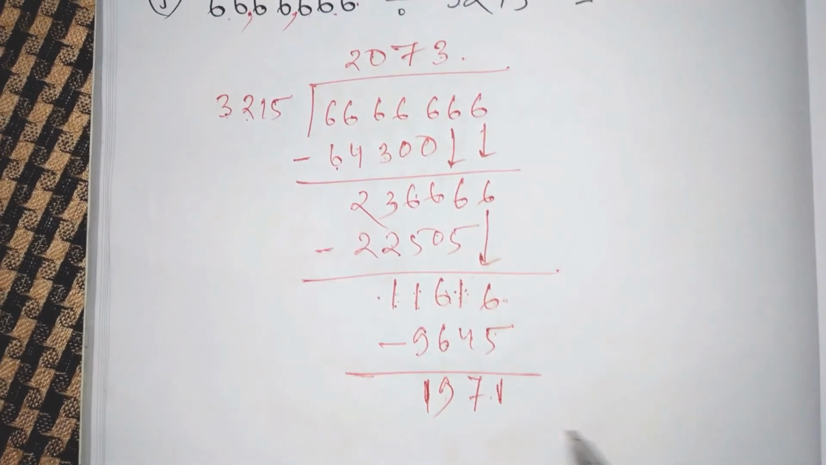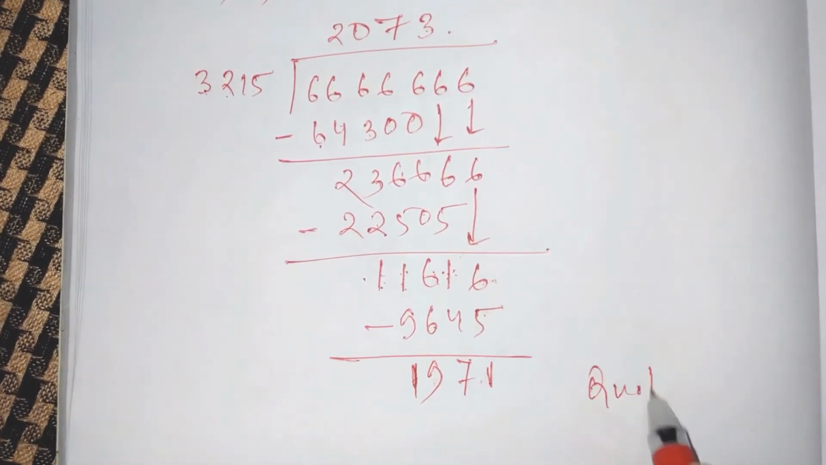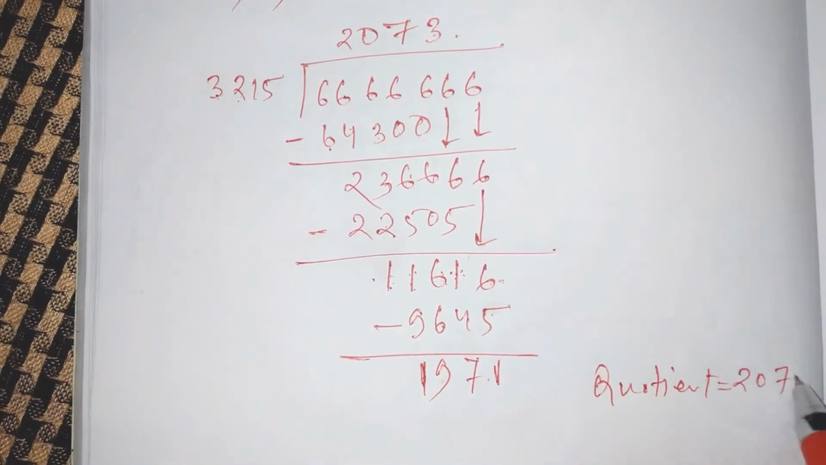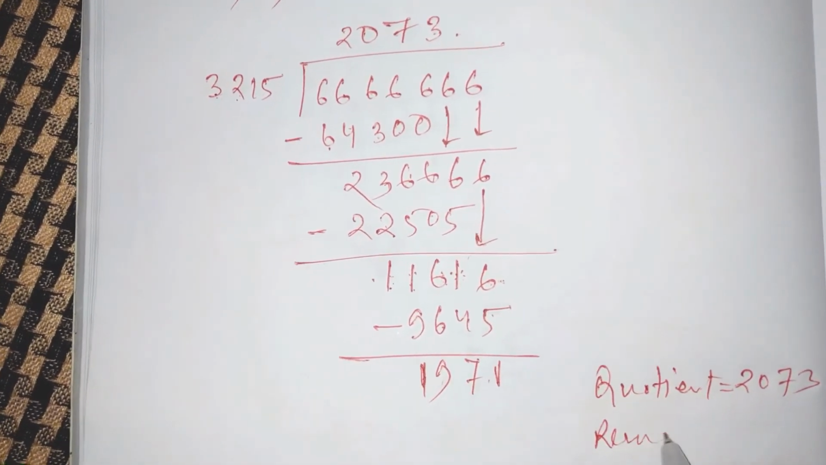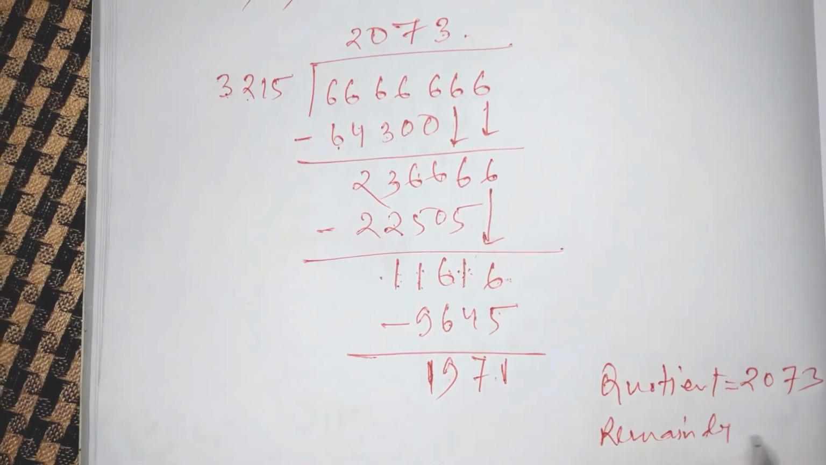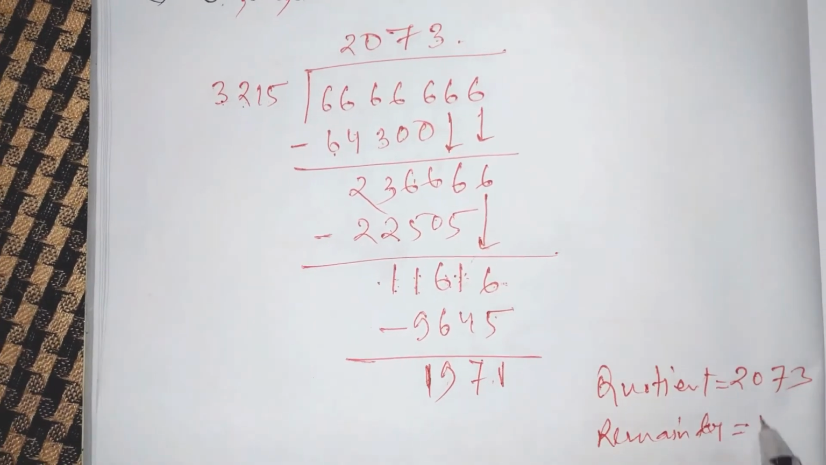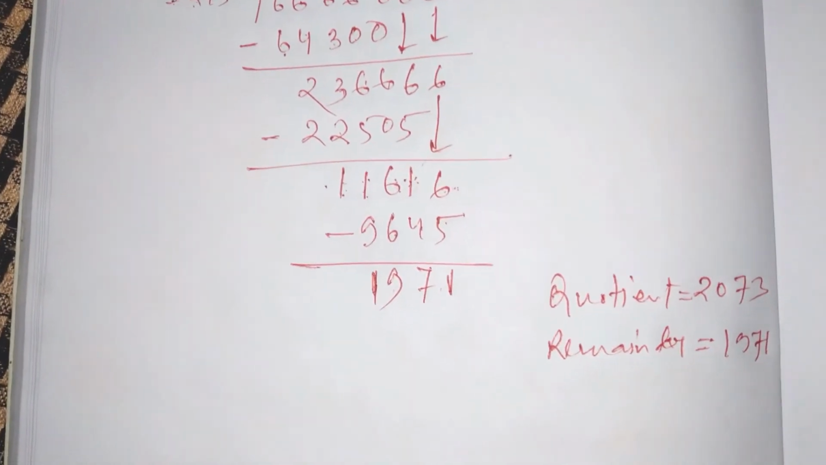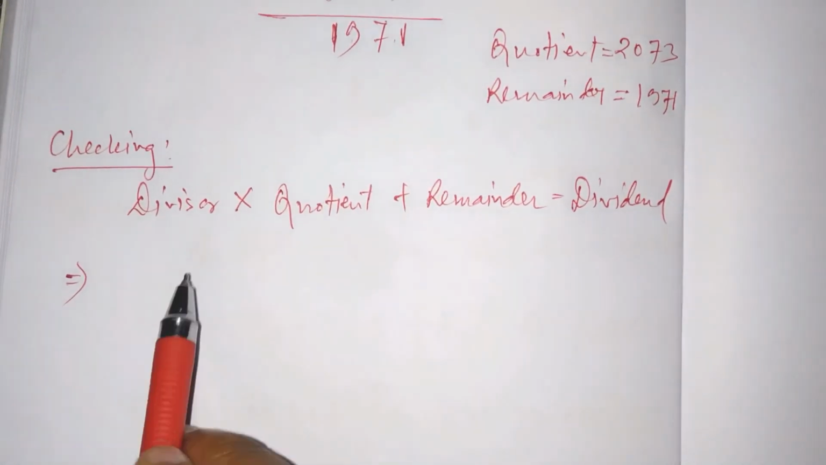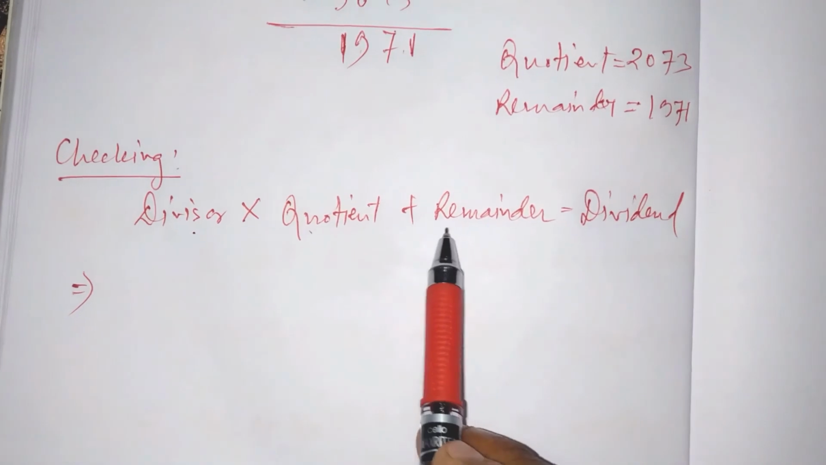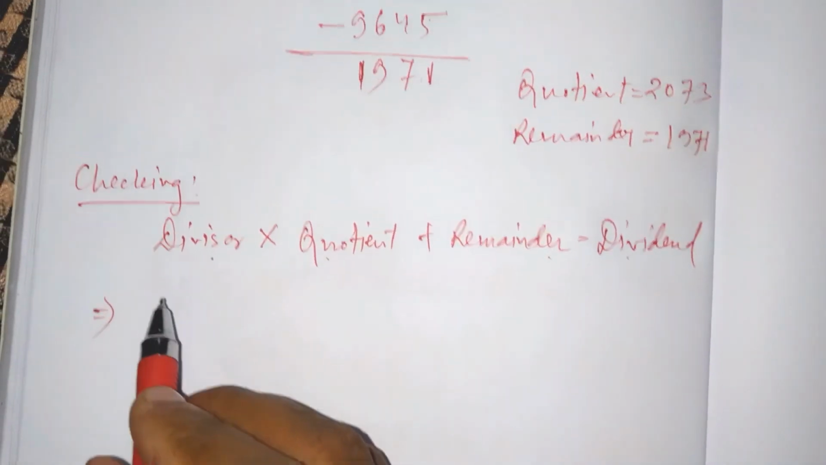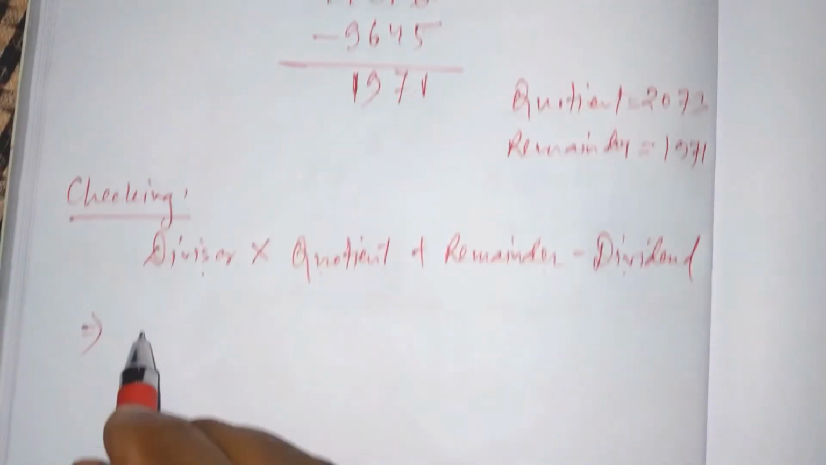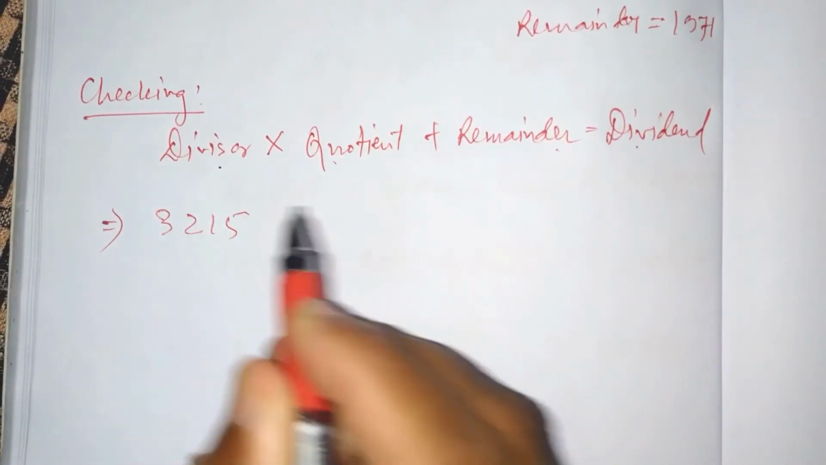Okay, so I'll write it, quotient equal to 2073 and remainder equal to 1971. Okay, now if you check it, students, here you have the formula: divisor into quotient plus remainder equal to dividend. So you have the divisor here. What is the divisor? 3215. Then you have the quotient.